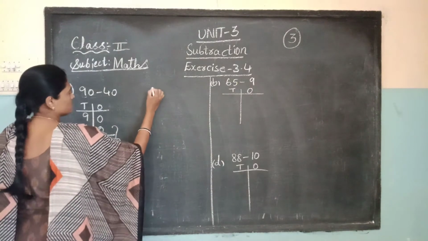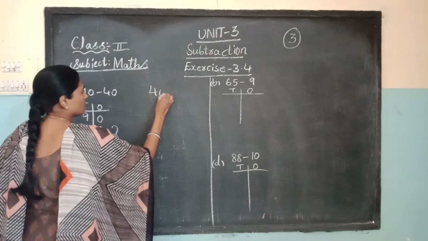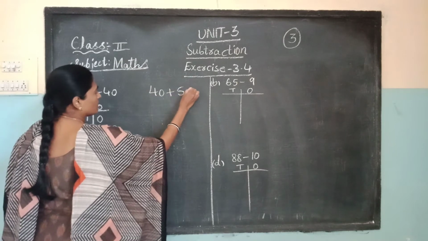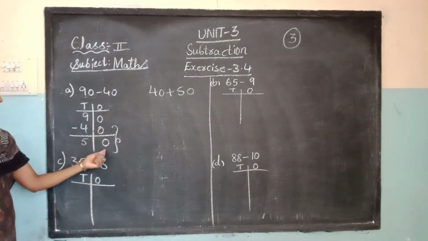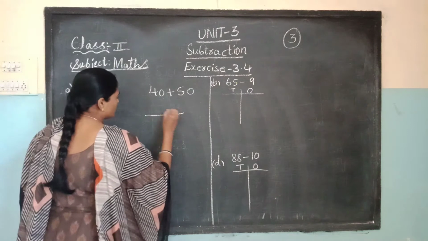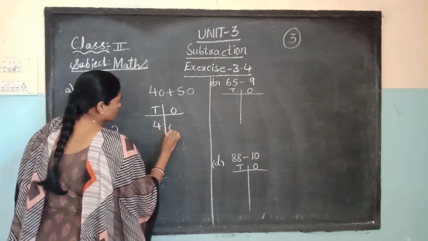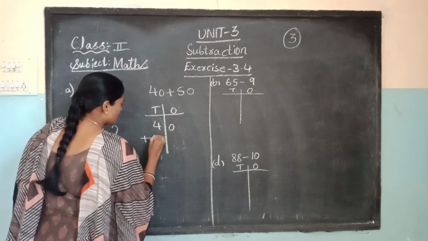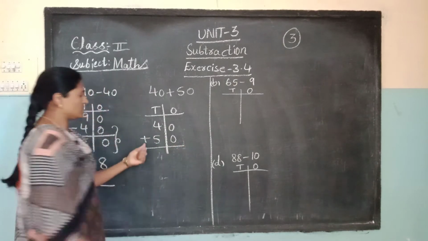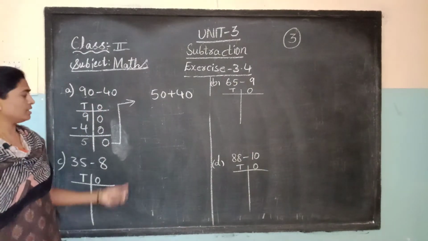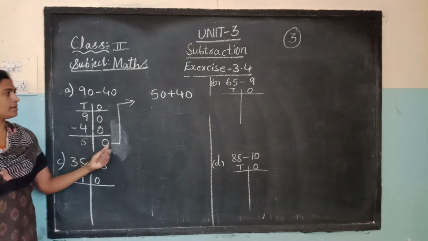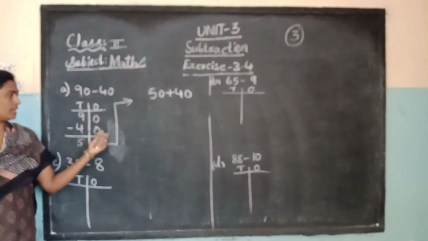These two numbers now we have to add. What numbers? 40 plus 50. Yes, no, children? 40 plus 50. Now what is the symbol? Here what answer did you get? 50. Now 50 plus 40.